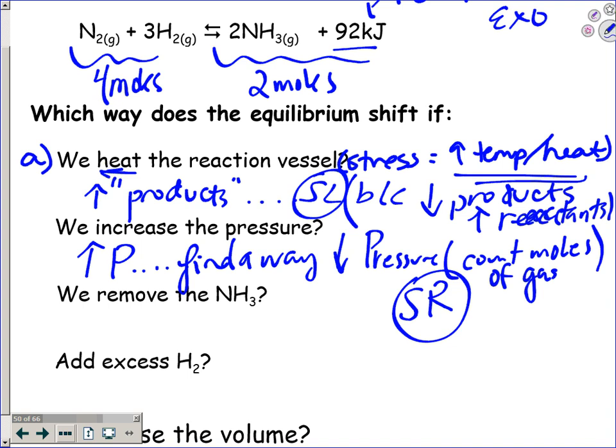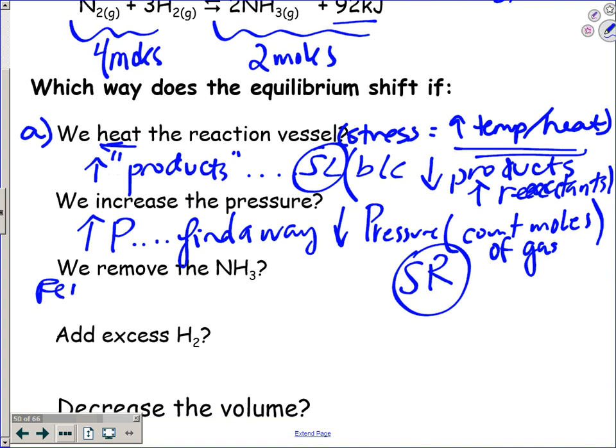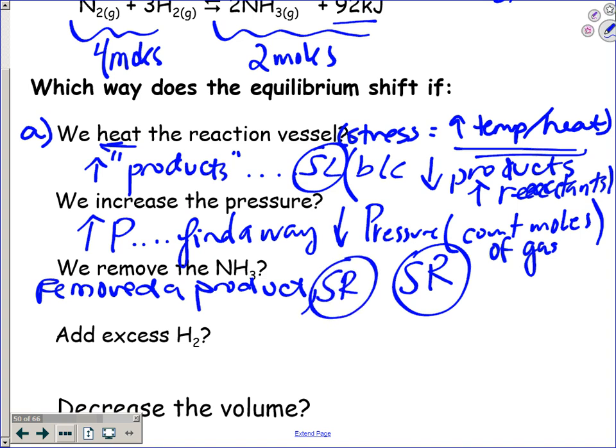Okay, let's finish this example and then let's see if you can do what you're doing here. All right, removing NH3. I want to know if it's a reactant or product, which is a product. So we have removed a product. Oh no, I don't have enough product. Which way do I go? Right. Again, I'm going to shift right to make more products. My problem was I removed product. So you're always righting your wrong. You're fixing your stress. You're removing it or adding it to fix whatever was done.